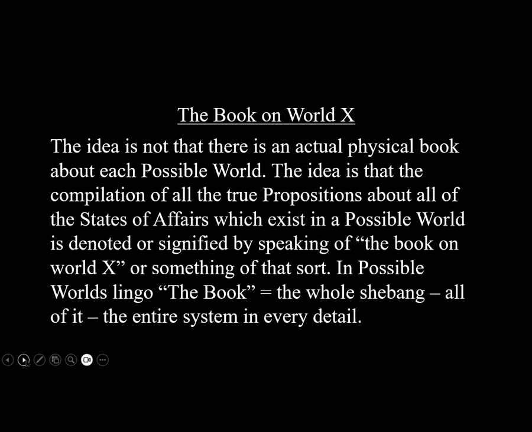What on earth does that mean? So I'm calling this the book on world X. It could be world P, it could be world A, or world F. The idea is not that there's an actual physical book about each possible world.